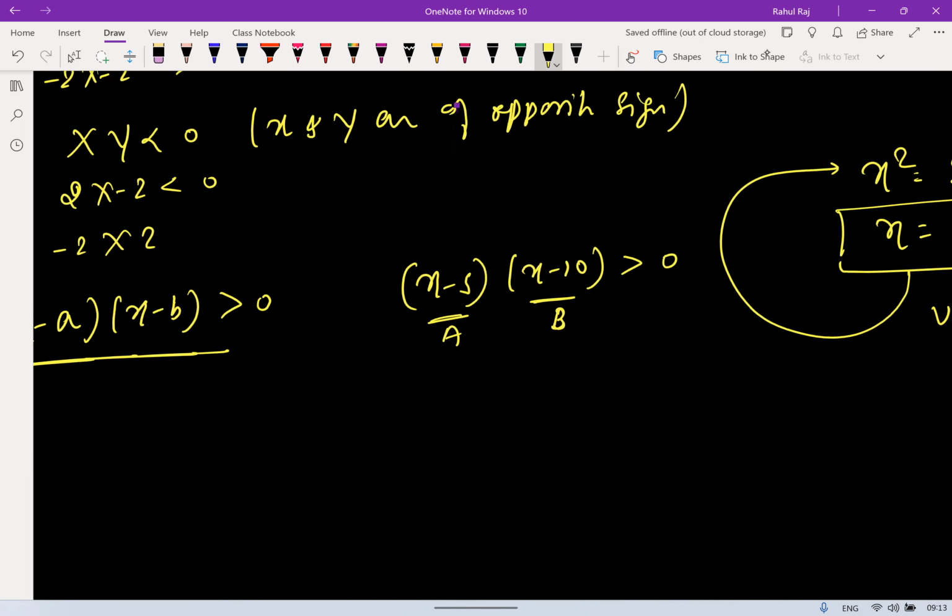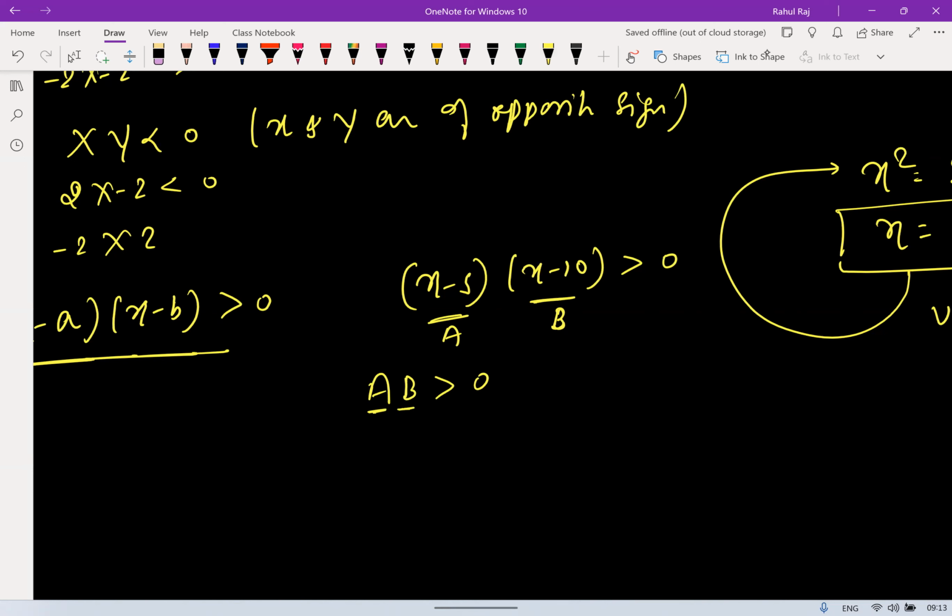So it says AB is greater than 0, right? AB greater than 0 means we have two cases. Both could be positive, both could be negative, because you don't know the sign of A and B. So technically, I don't know the sign of x minus 5 and x minus 10. Whether x minus 5 is positive or negative is not known to us. Simple logic. Agreed? And that's the reason we go ahead and try to solve this particular inequality.